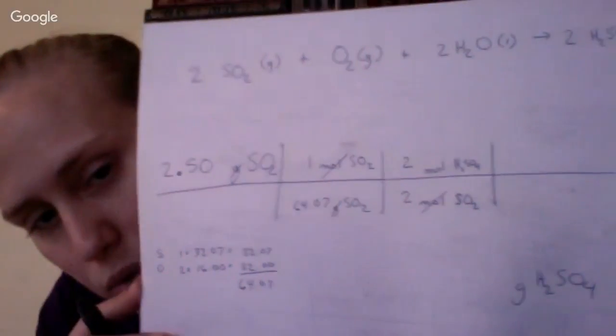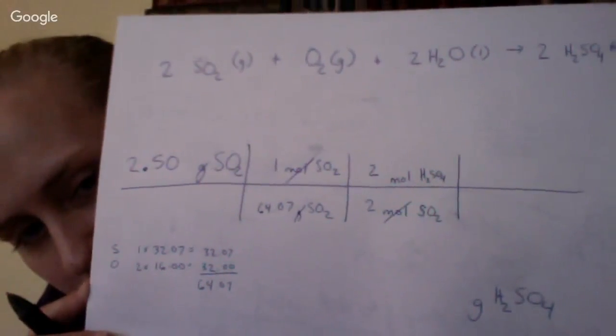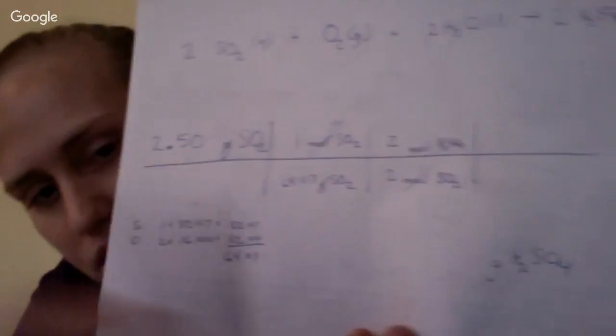Look at the problem. They're looking for H2SO4. Yep, that's it. So how many moles of H2SO4 do we have? We have 2. Good. All right, so notice, cross out your moles of SO2. Those have canceled. And now we have moles of what? H2SO4. Good. So what has to go down here?